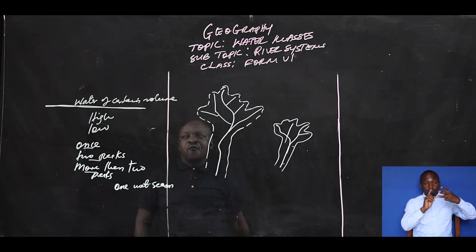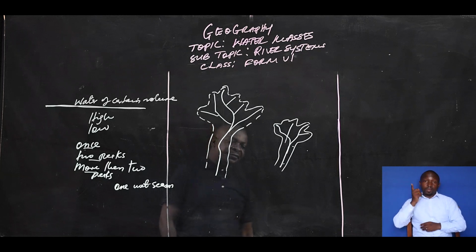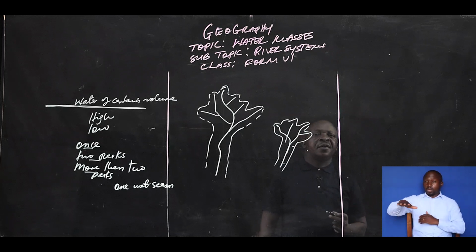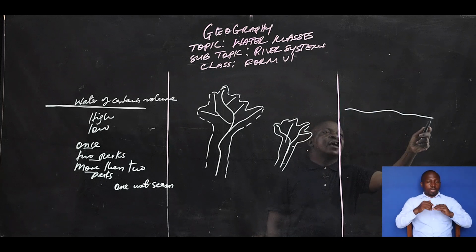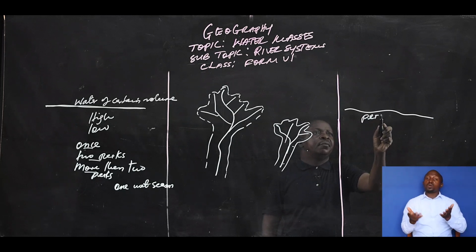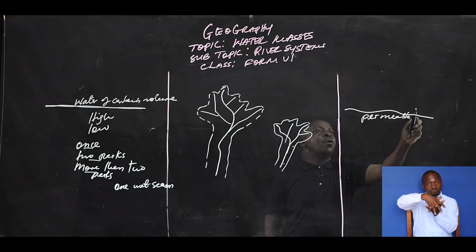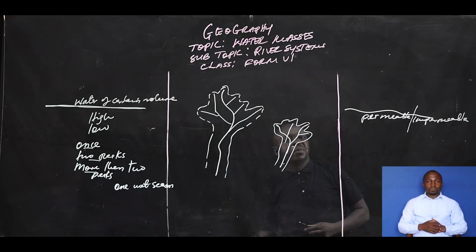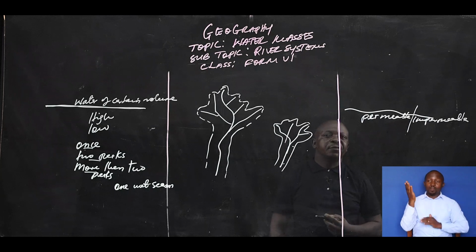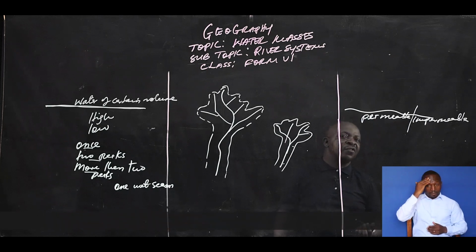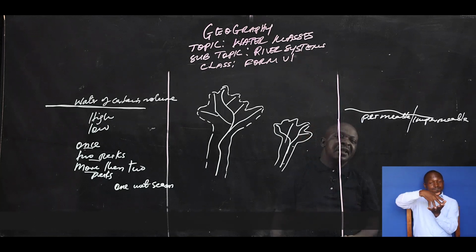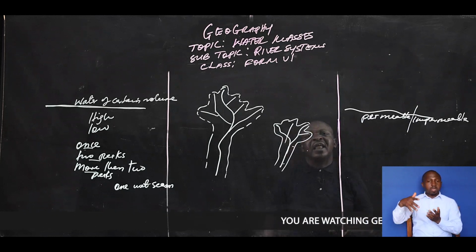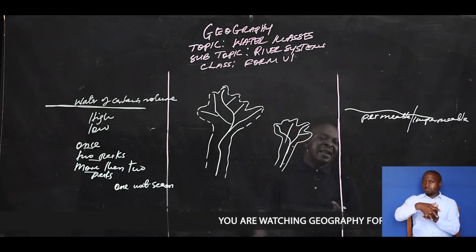Factor 3, nature of underlying rocks in terms of permeability. Look here. In the catchment area, underlying rocks can be permeable or impermeable. From the Form 5 geography, we know for sure that permeable rocks are the ones which allow penetration of water by being porous or pervious, while impermeable rocks are the ones which do not allow penetration of water by being neither porous nor pervious.